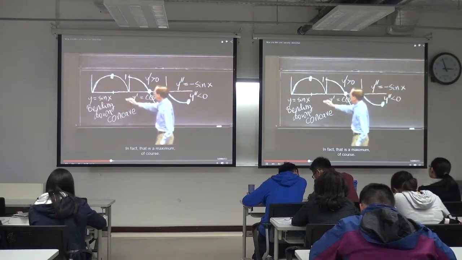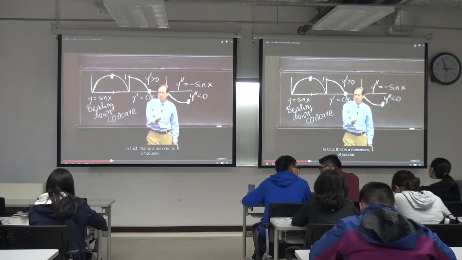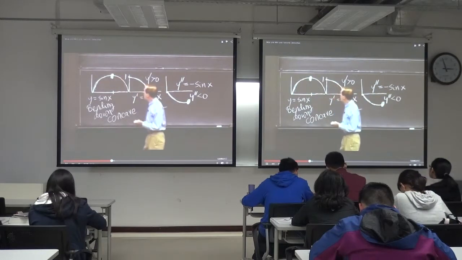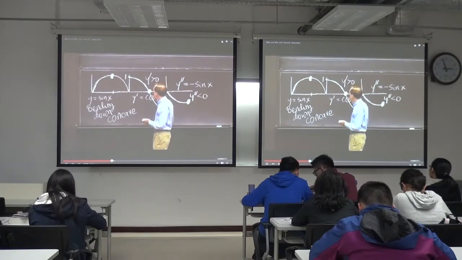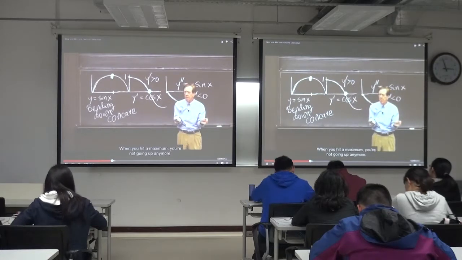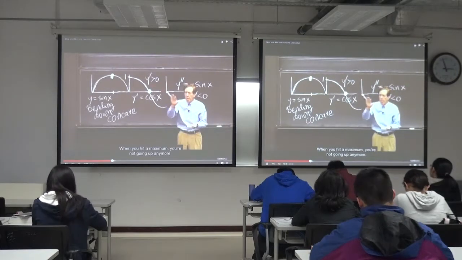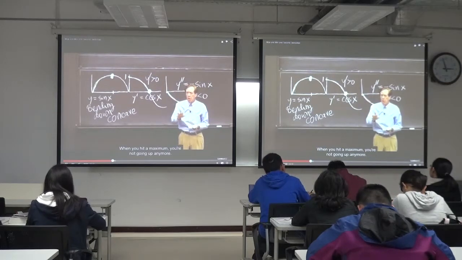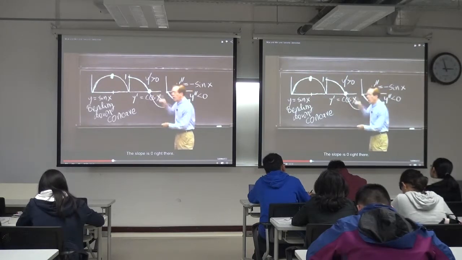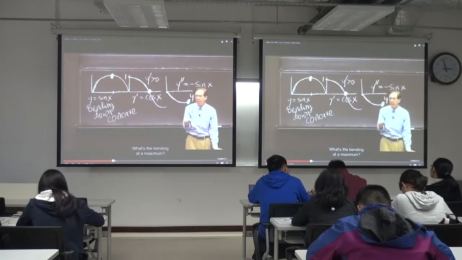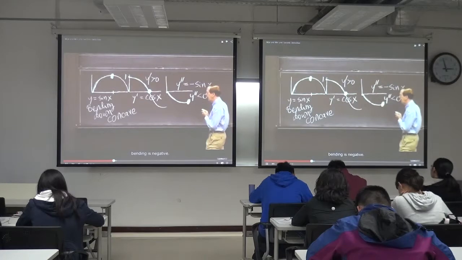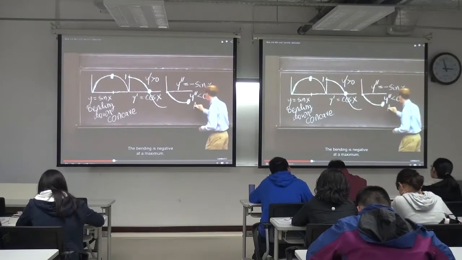In fact, that is a maximum, of course. The sine curve hits its maximum at 1. At that point, when it hits its maximum, what's its slope? When you hit a maximum, you're not going up anymore. You haven't started down. The slope is 0, right there. What's the second derivative? What's the bending at a maximum? The bending tells you that the slope is going down, so the bending is negative. The bending is negative at a maximum.